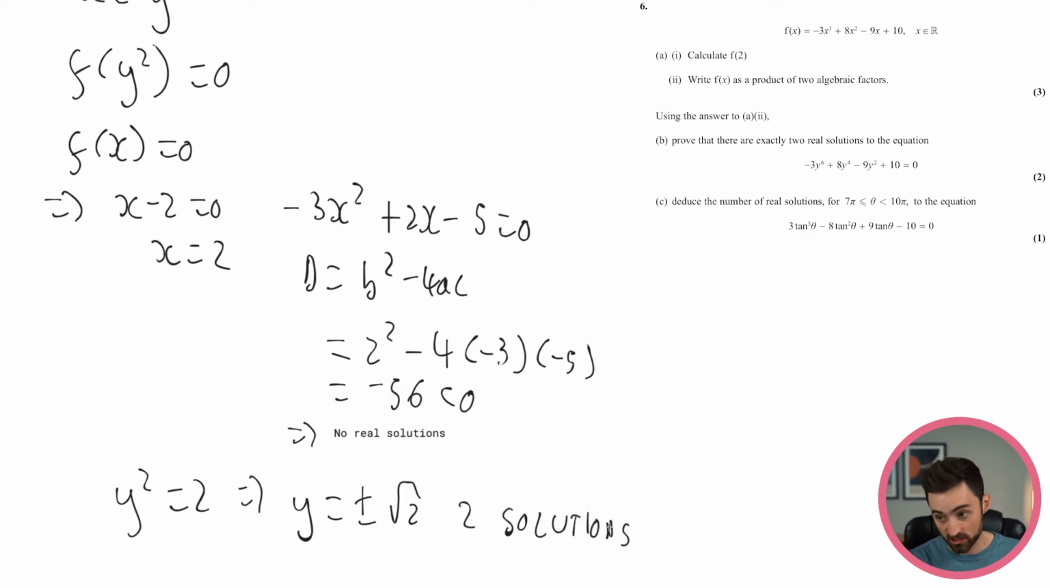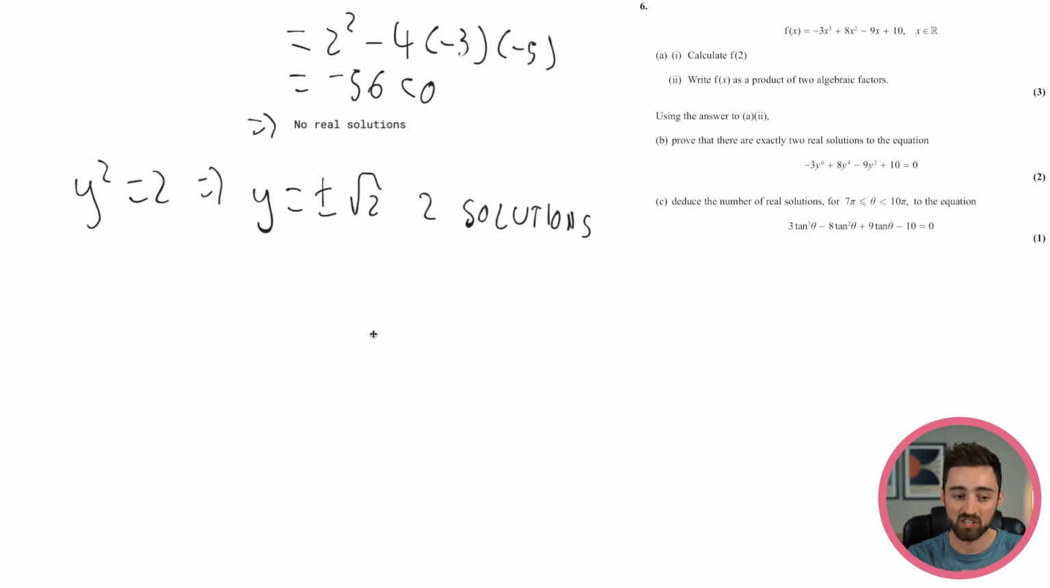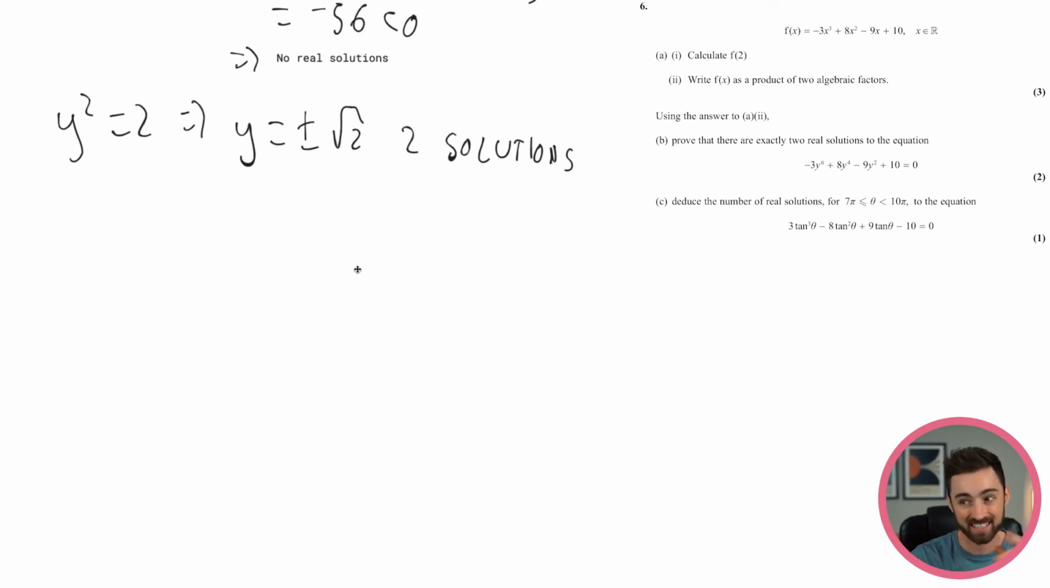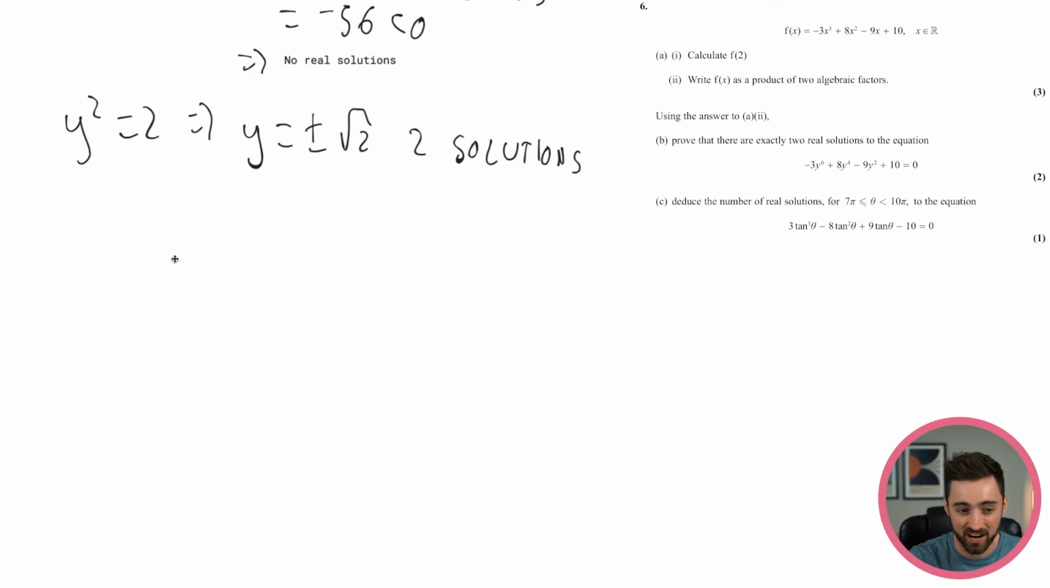Deduce the number of real solutions of theta between 7 pi and 10 pi to the equation, then something that's got a load of trig in it, but kind of looks like what we're used to in this question, right? Because look, 3 tan cubed theta minus 8 tan squared theta plus 9 tan theta minus 10 equals 0. Kind of looks like f of x. It's not quite there, though, is it? But wait a minute. This is equaling 0.